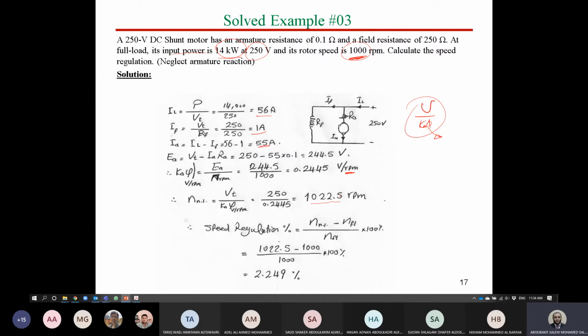So now we need to get speed regulation, so we can say no load speed minus the load speed we have here, which is 1000, over the load speed. So this is now the value of speed regulation. Is it clear, guys? Any question?